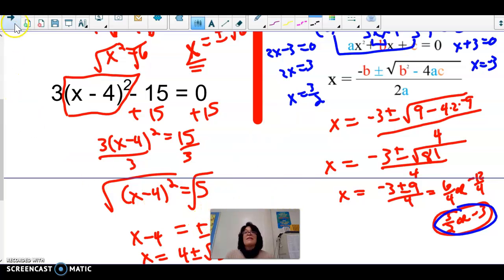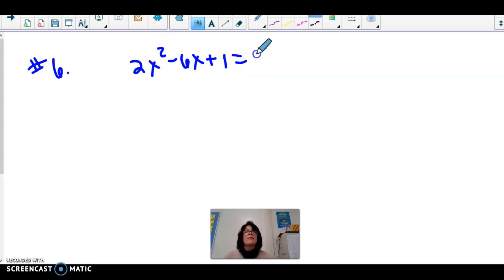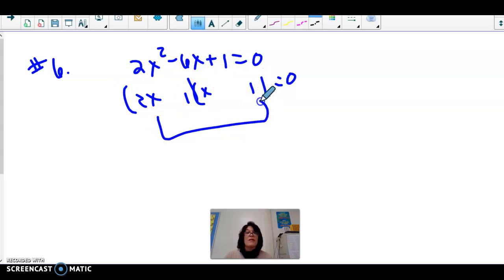Let's try one that doesn't factor. If you'll go to your worksheet and try number 6. Let's do number 6 together. 2x squared minus 6x plus 1 equals 0. This time, when I try to factor it, 2x, x, 1 and 1, those are my only options. There's no way that 2x and 1x combine to 6x. This one doesn't factor. I will have to use the quadratic formula. A equals 2.